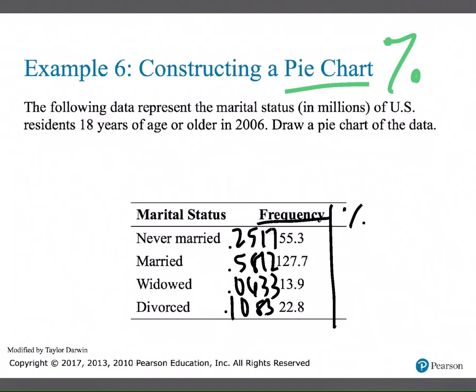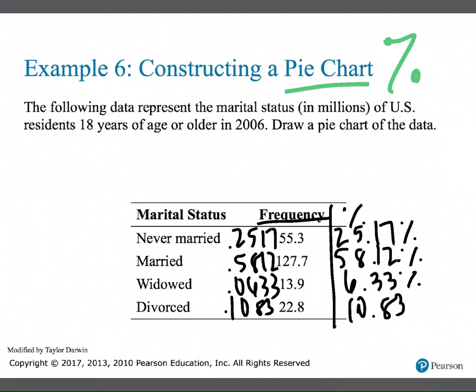represents percentages. If you want to represent it as a percentage, you need to move that decimal place 2 times to the right, or you can multiply by 100 in your calculator, and it will give you something that represents it as a percentage. So anyways, this is 25.17%, 58.12%, 6.33%, and 10.83%. So when you do the pie chart, it looks like a pie.